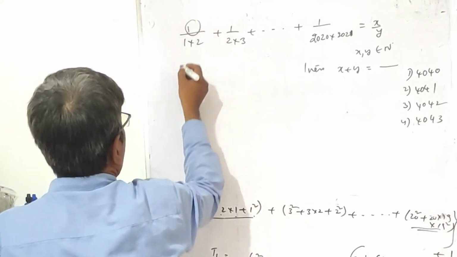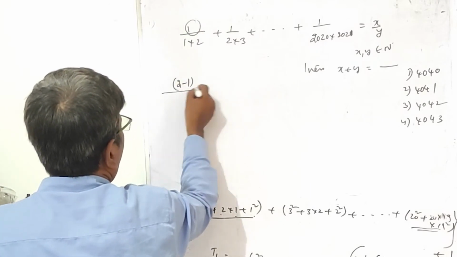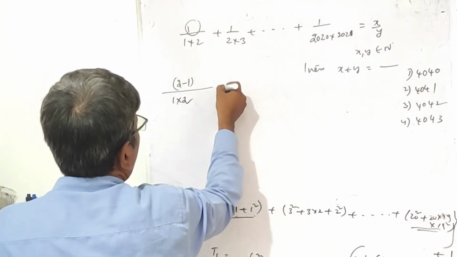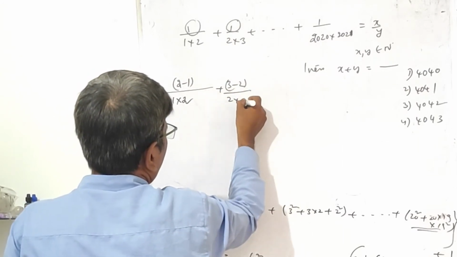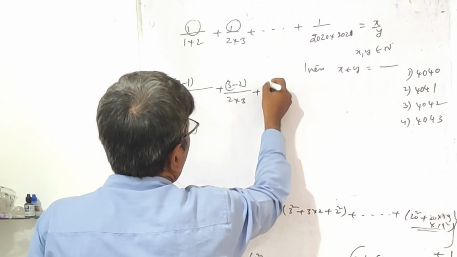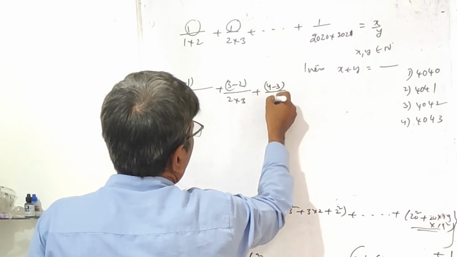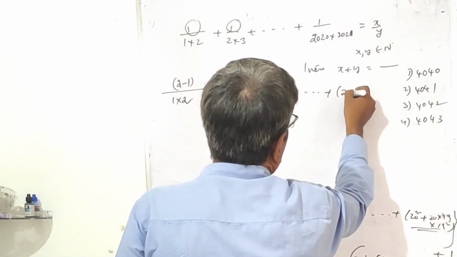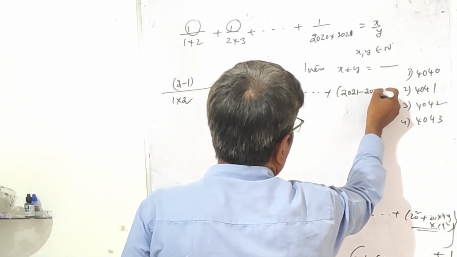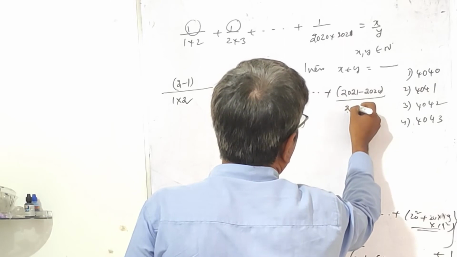1 can be taken as 2 minus 1 by 1 into 2. The next term can be taken as 3 minus 2 by 2 into 3. The next term is 4 minus 3 by 3 into 4, and so on. The last term can be taken as 2021 minus 2020, because the difference must be only 1.